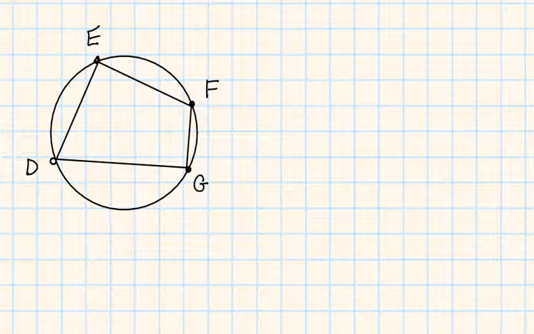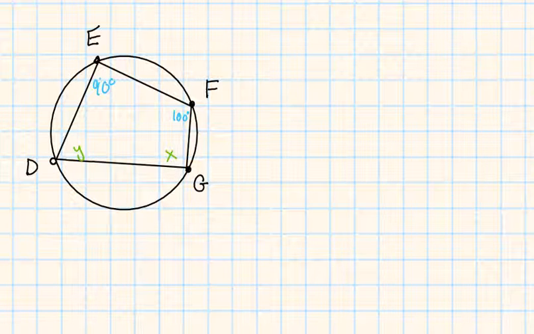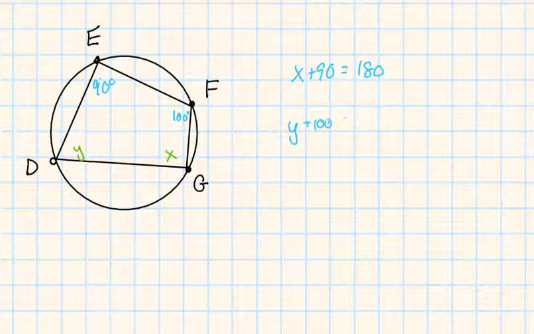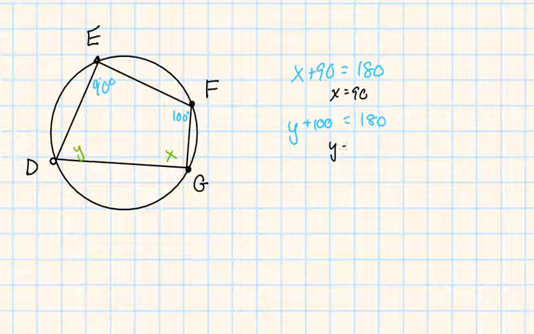So, as far as supplementary goes, if I were to solve for x and solve for y using the following measurements, let's go ahead and say that this is about 100 degrees, and then this one looks to be about 90. Alright, so I know that x plus 90 has to equal 180, and y plus 100 has to equal 180 since it is inscribed. Therefore, x equals 90 and y equals 80.